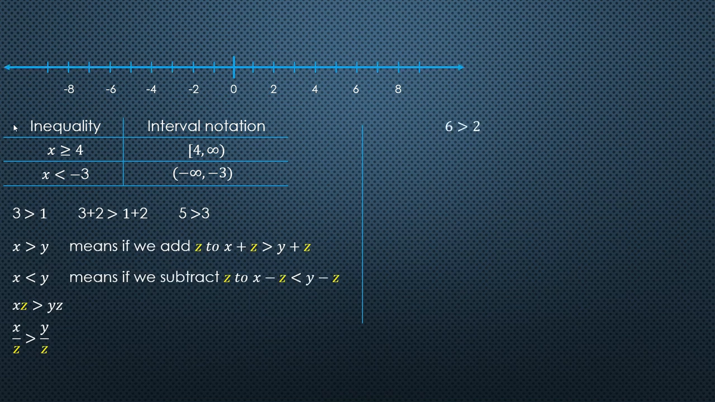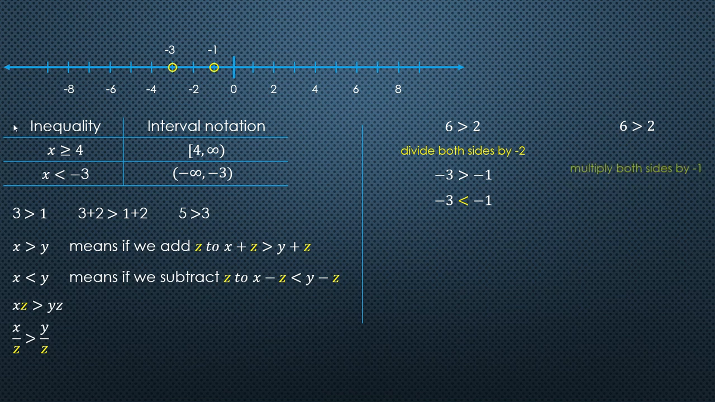So what happens if we multiply or divide by a negative value? Suppose we divide 6 is greater than 2 on both sides by negative 2. We get negative 3 is greater than negative 1. This statement is false. Therefore, we have to flip the sign, meaning negative 3 is less than negative 1.